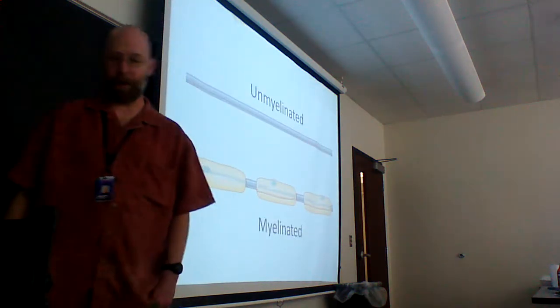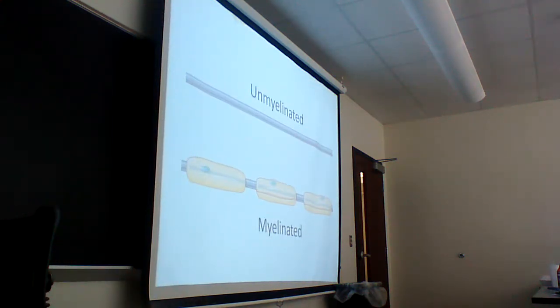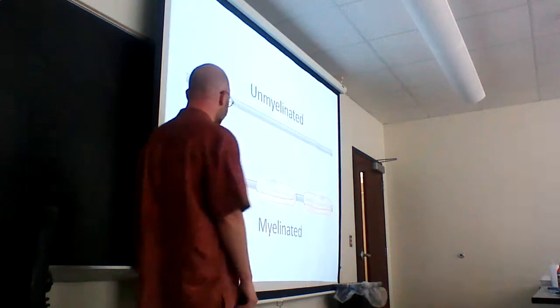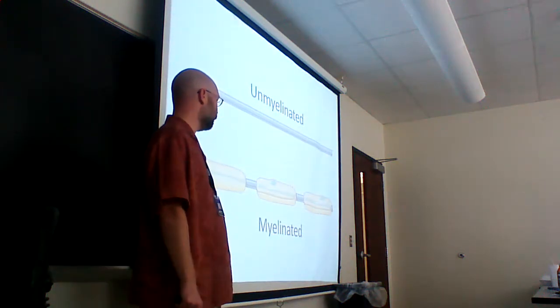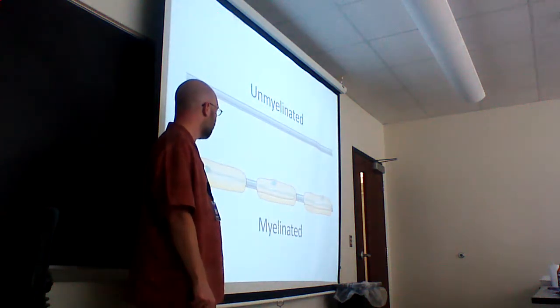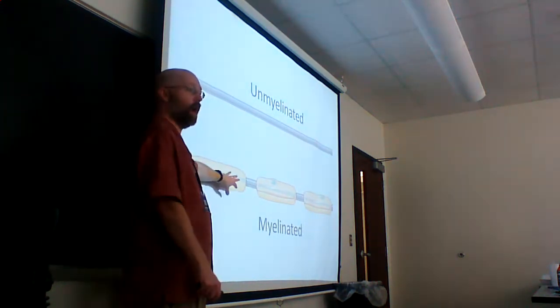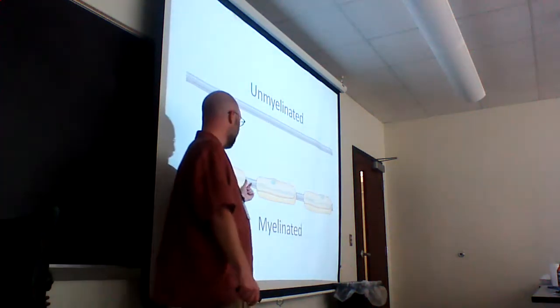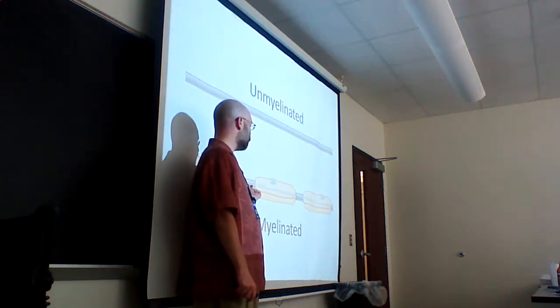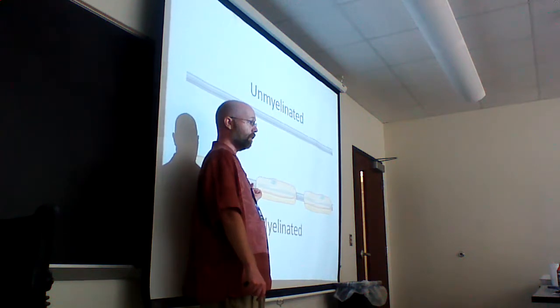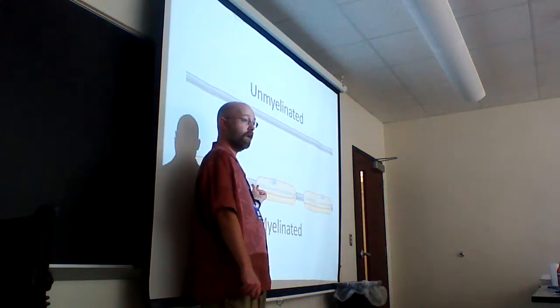Okay, so now myelination. What kind of cell is that? Schwann cell. We'll deal with the other kind of myelinating cell in a little bit. So I've got an unmyelinated axon, and I've got a myelinated axon. Now I've got gaps between the Schwann cells on a myelinated axon. What's the gap called? That is a node of Ranvier.